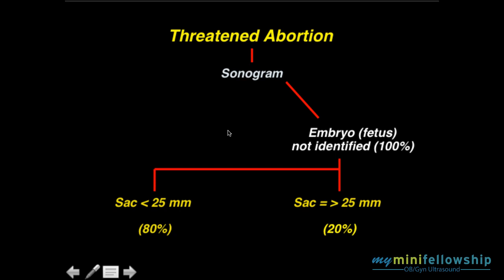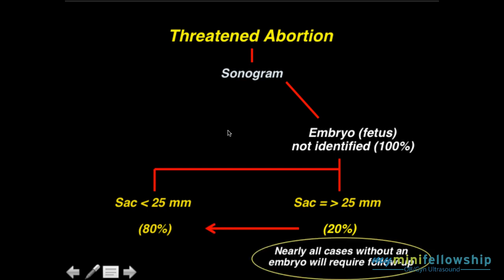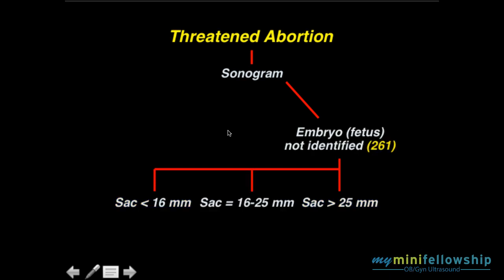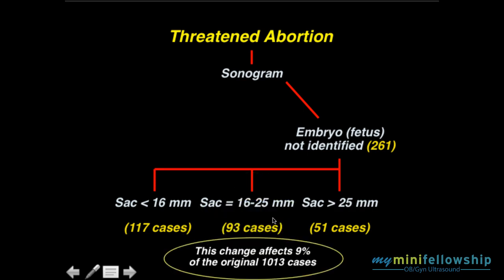When we switch to the 25 millimeter mean sac criterion, you can see that nearly all the cases without an embryo will require follow-up. If we look at it in terms of cases numerically, you can see here that there were 117 cases that were less than 16 millimeters, therefore anyone would have followed them no matter what. There were 51 cases with a mean sac diameter greater than 25 millimeters, and everyone would agree that those cases were failed. And there were 93 cases that were between 16 and 24 millimeters. Now, when we look at the total group of 1,013, that's still only 9%. So 3% on the crown rump length and 9% on the mean sac diameter means with these new criteria, we're following approximately 12% more cases than we would have previously followed.